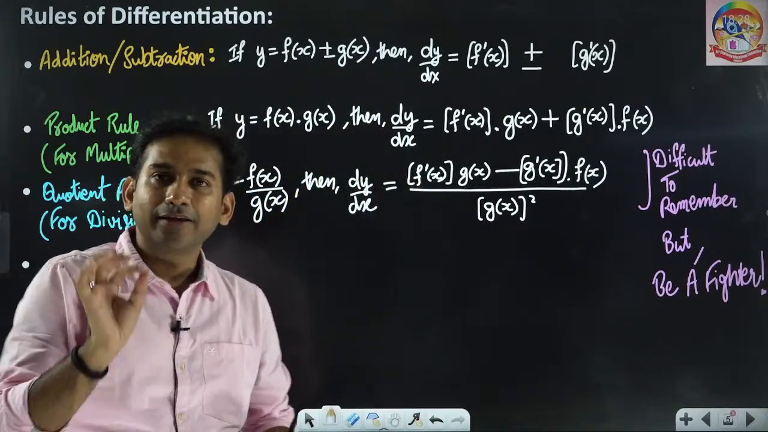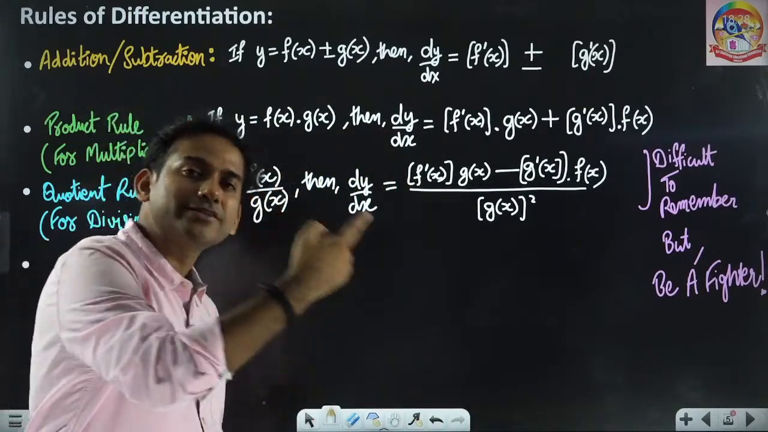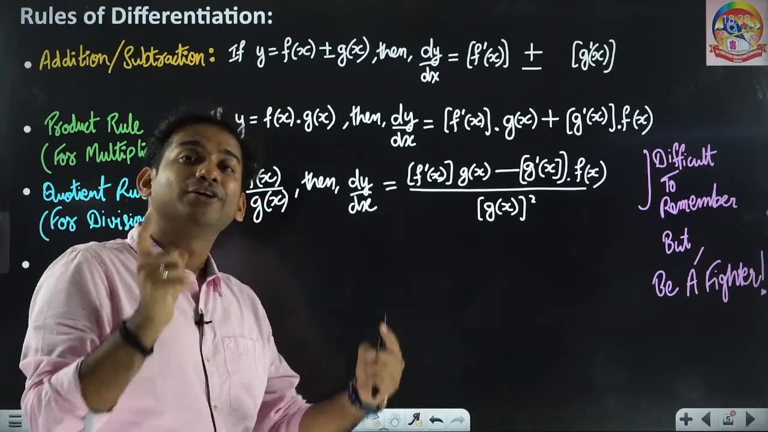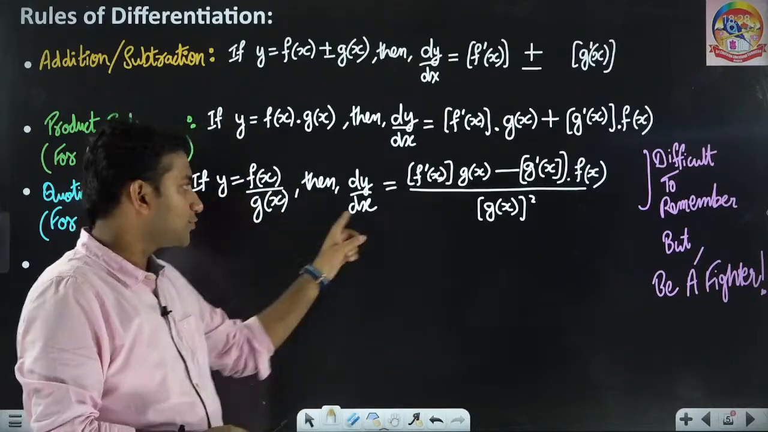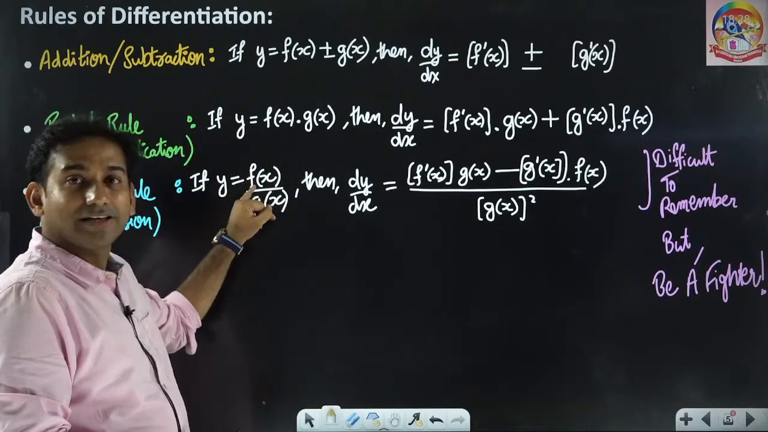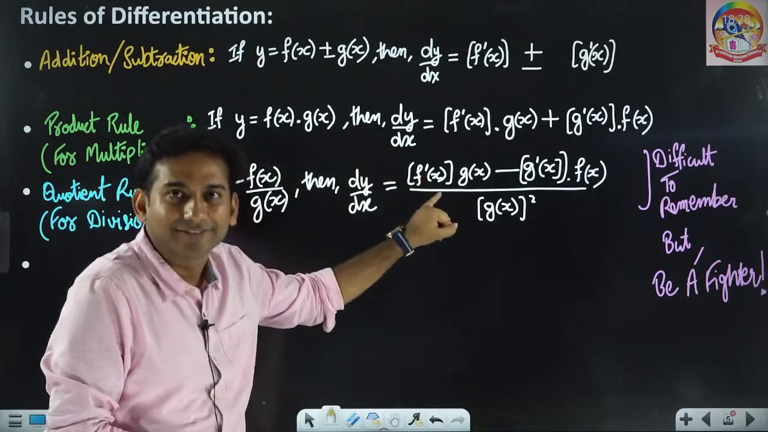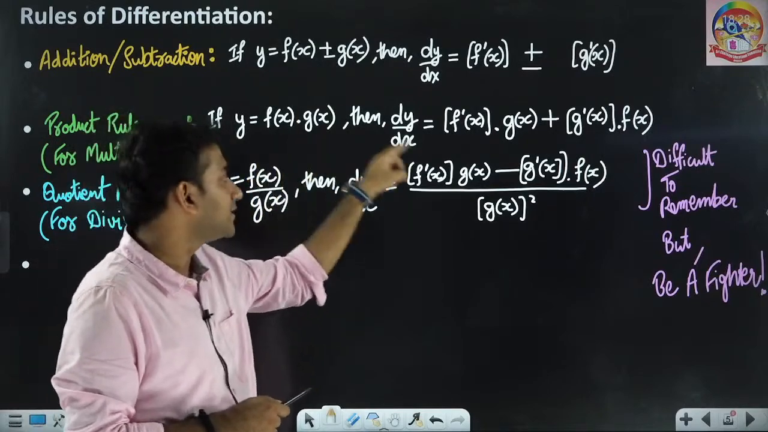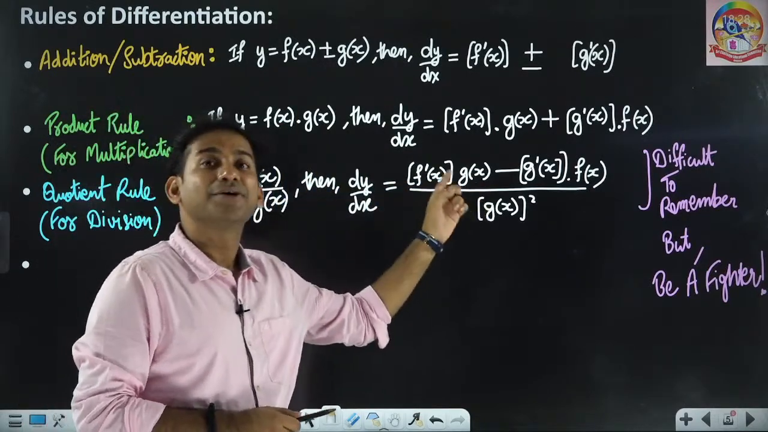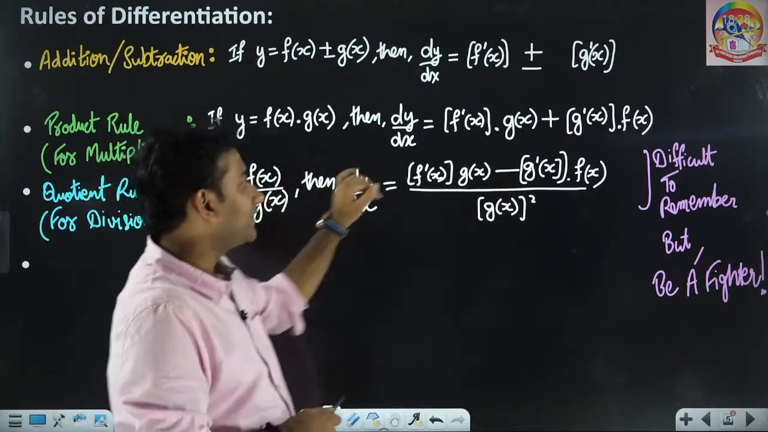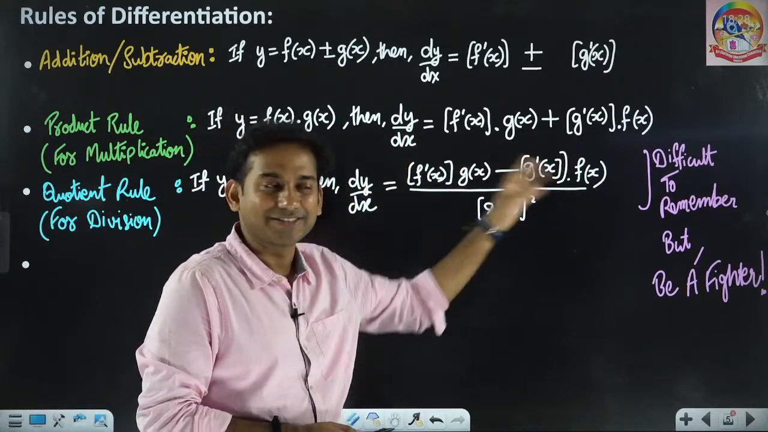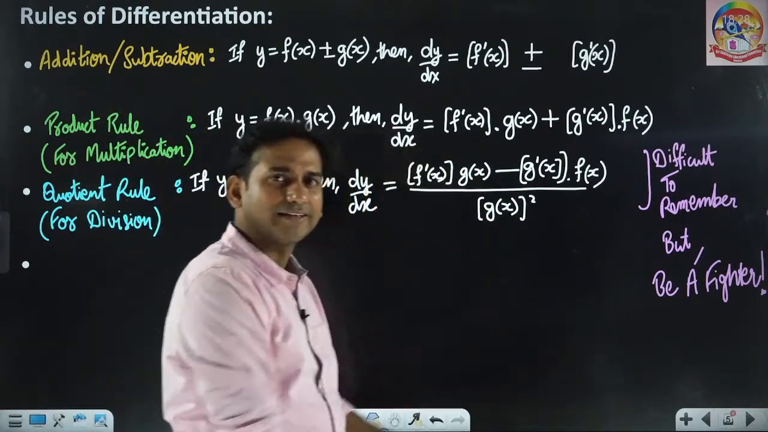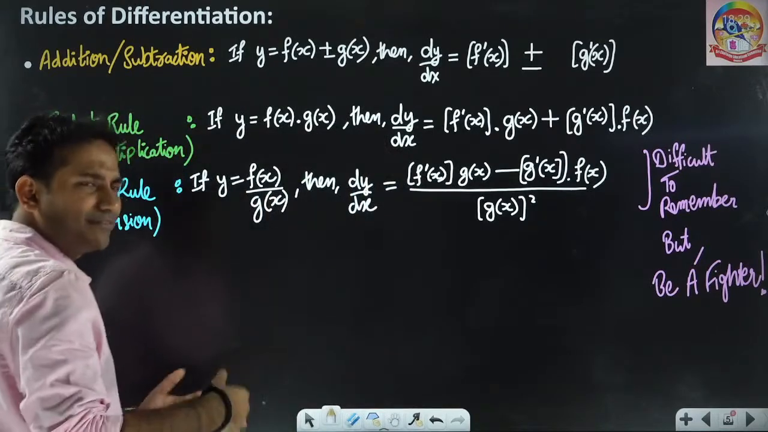Speak with me. Be a kid while learning. Denominator will have denominator's square. Numerator will have numerator's derivative, denominator as it is, minus denominator's derivative, numerator as it is. Understood? It is difficult to remember, but we are fighters. So we will remember it, and we will see that multiple times.